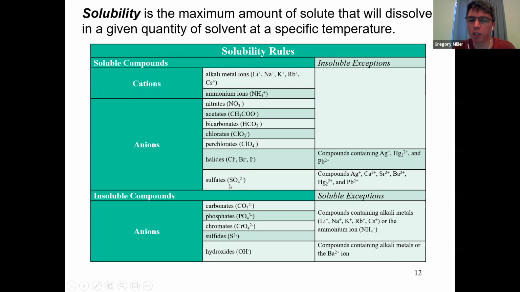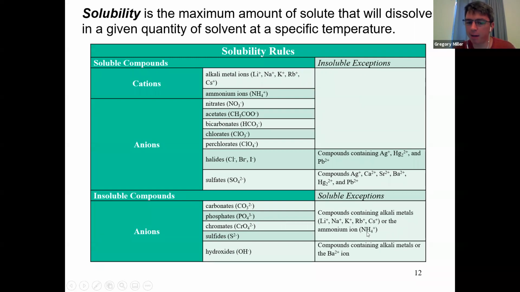Sulfates, again, are usually soluble unless they're bound to silver, mercury, lead, calcium, strontium, barium. Then on the flip side, we have things that are generally insoluble: carbonates, phosphates, chromates, sulfides, and hydroxides. The exceptions to these is if they are bound to a group 1 metal, they will be soluble, because that goes back up to this rule. It's a group 1 metal, it's soluble with no insoluble exceptions. So the group 1 metal's solubility overrides the insolubility of these anions.